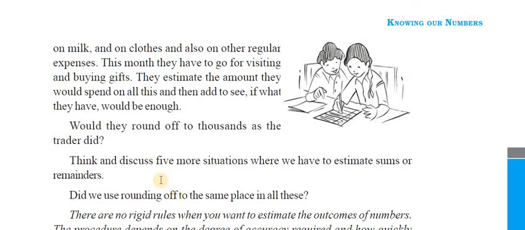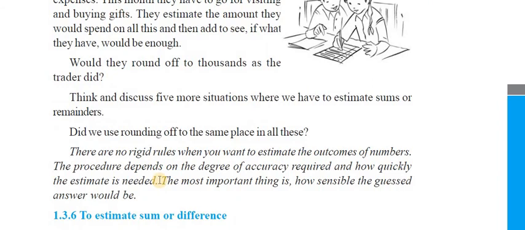So now he is saying that you have to say 5 more situations, and you should say where we will use round off and where we will not use round off. Okay, and round off is nothing but just a rough accuracy. For example, in a shopping mall, we will go for round off only, yes or no. We just go through all the items.